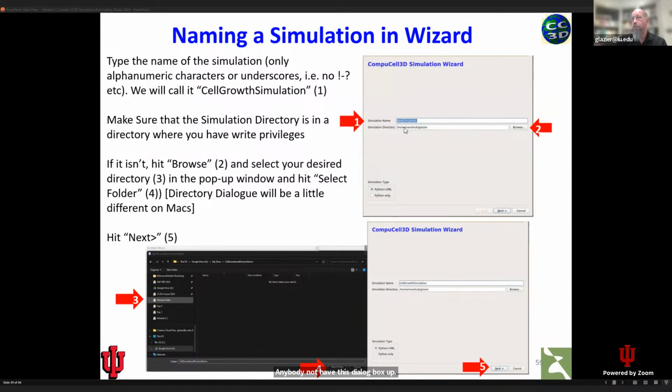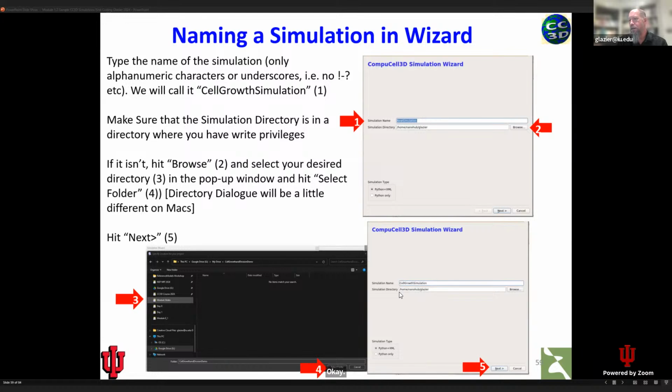So type the name of the simulation. A couple of pieces of advice. Absolutely don't start with a special character or a number, especially if you're on a Mac or a Linux machine. Don't do that. No special characters in the name. No spaces in the name. Numbers are okay, but don't put them at the beginning. Okay.